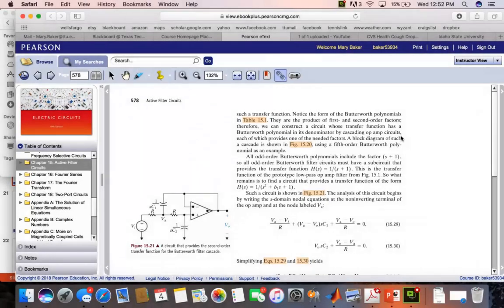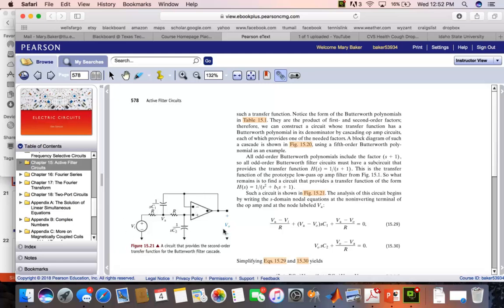The discussion that we had earlier on Butterworth filters, and we want to do this in the context of how to actually design a Butterworth filter and how to choose values of R, C1, and C2.